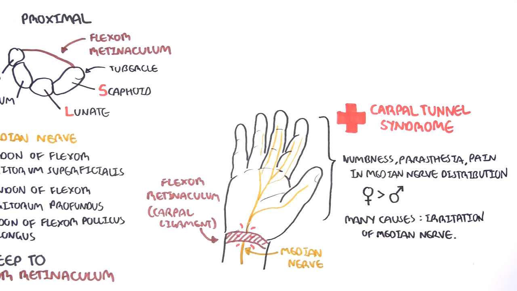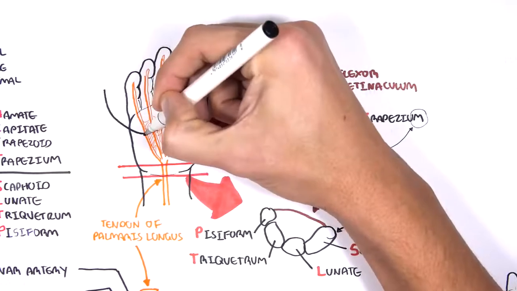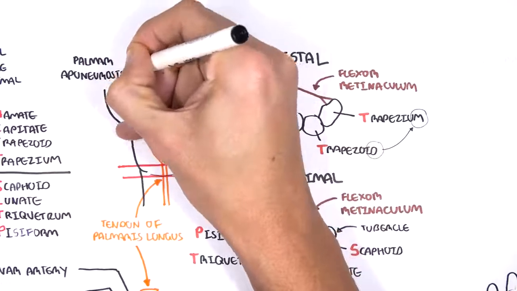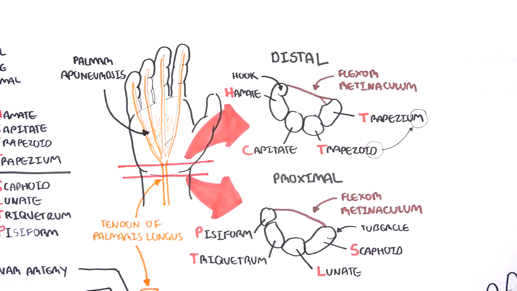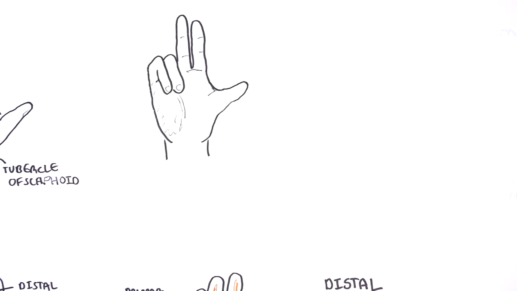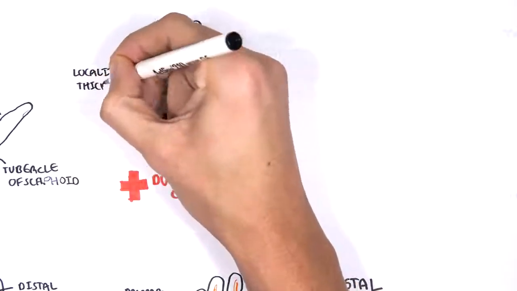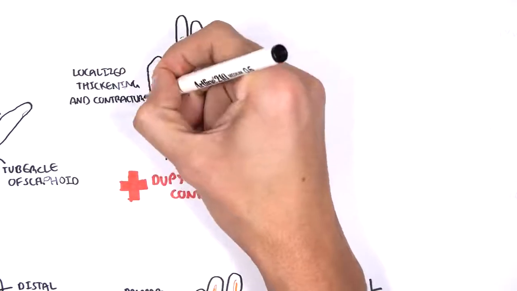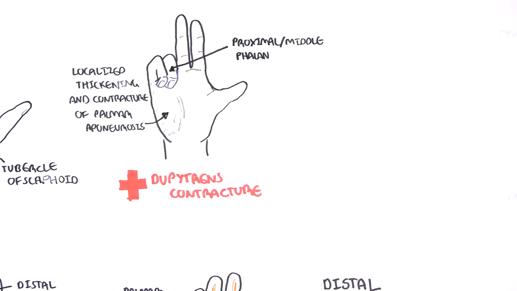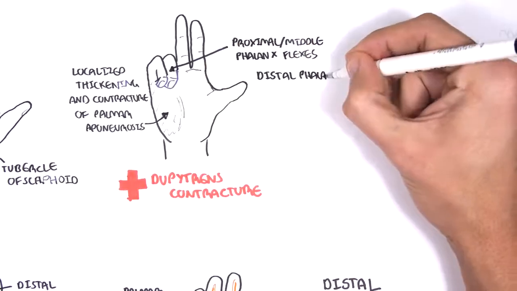Going back to the diagram we drew earlier, do you remember the tendon of palmaris longus? The tendon that goes over your flexor retinaculum, the tendon you can see on your wrist. Well, this tendon has some branches that come off it and form what's called the palmar aponeurosis. And this has some clinical relevance. Another clinical relevance is Dupuytren's contracture, which is localized thickening and contracture of the palmar aponeurosis. It causes the proximal and middle phalanges to flex. The distal phalanx is unaffected.